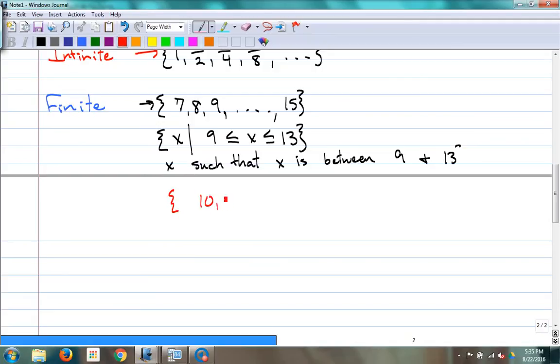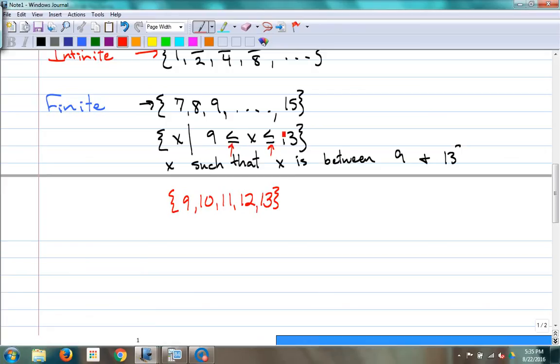Okay, I agree with that. 10, 11, and 12. He left some space for a reason. Why are 9 and 13 both included? Yeah, because it's or equal to. Right there, you got the equal to marks there, so they're included in that. She's right, absolutely. Good job.